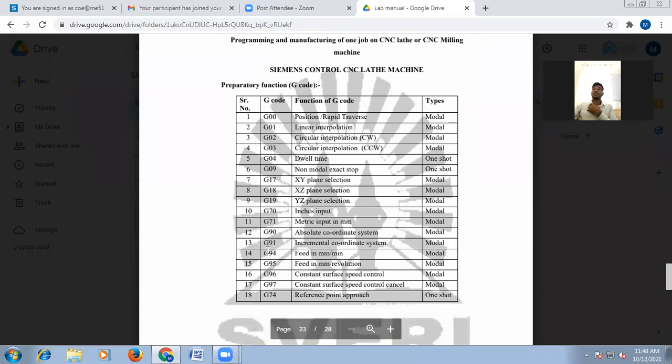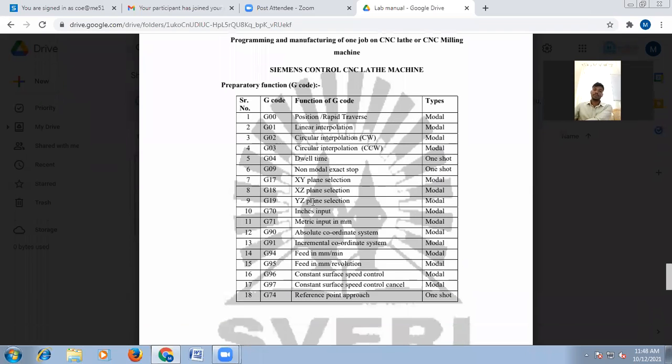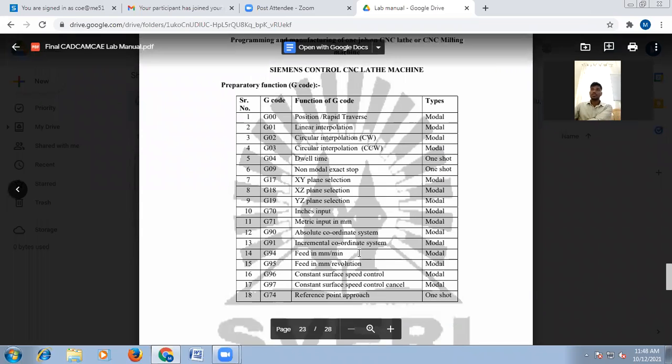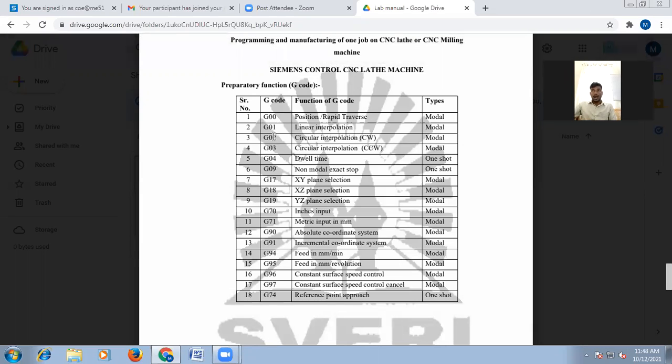Then experiment number 5th, that is CNC programming. So for our Siemens control CNC machine in the workshop, this is G codes. These are the widely used major fundamental G codes. Actually, there are total 100 G codes and 100 M codes. So you don't need to remember the total 200 codes.